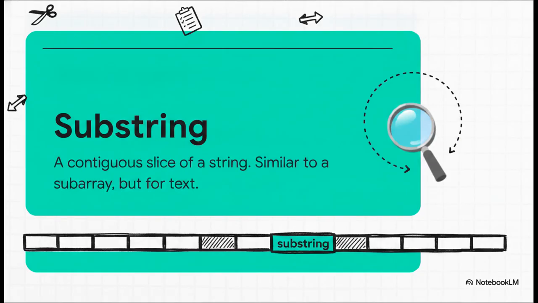So what about a substring? Well, a substring applies the exact same strict, contiguous rules, but specifically in the context of text. It's really just a subarray of characters. For instance, if you have the word apple, valid substrings are unbroken chains of letters, like pulling app or apple from the original word. You can't just yank an A and an L out and call it a substring. It has to be an unbroken slice of the string.